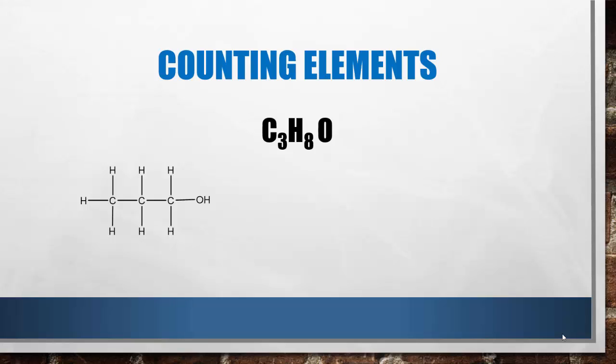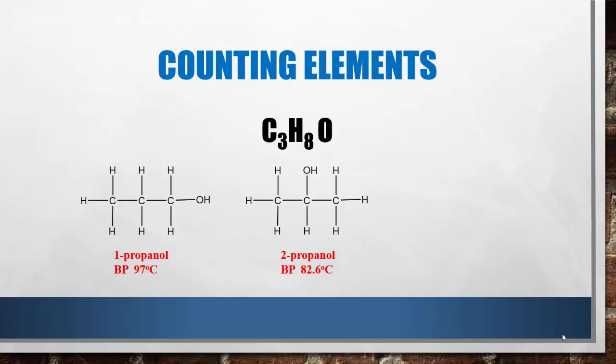So for example, you could have this structure, which is called 1-propanol, and it has a boiling point of 97 degrees Celsius. This structure is called 2-propanol. All we've done is move the OH from here to here. Different chemical, different boiling point, 82.6 degrees Celsius. But it turns out that the third way of putting it together is this way. Totally different, no OH component. This is called methoxyethane, and it has a boiling point that is way lower than the others.